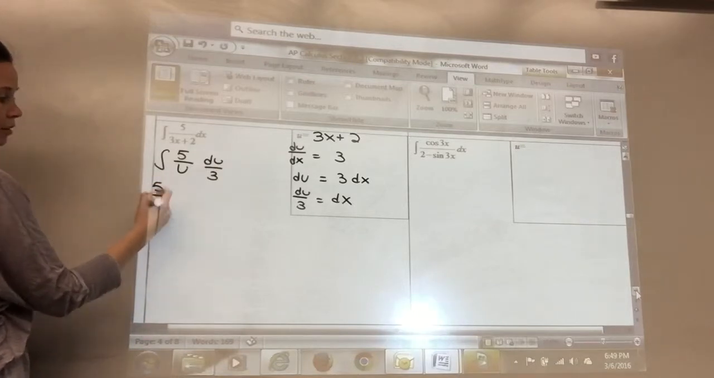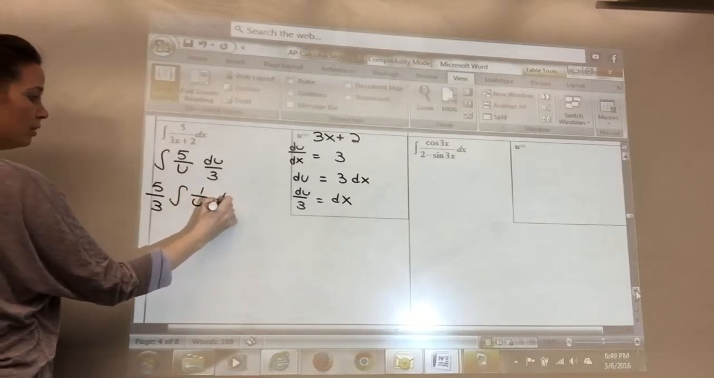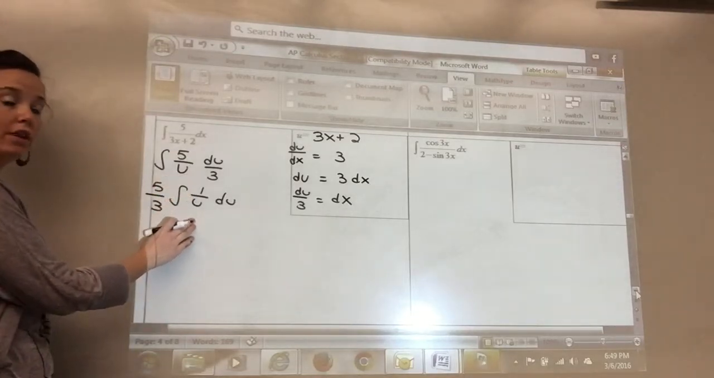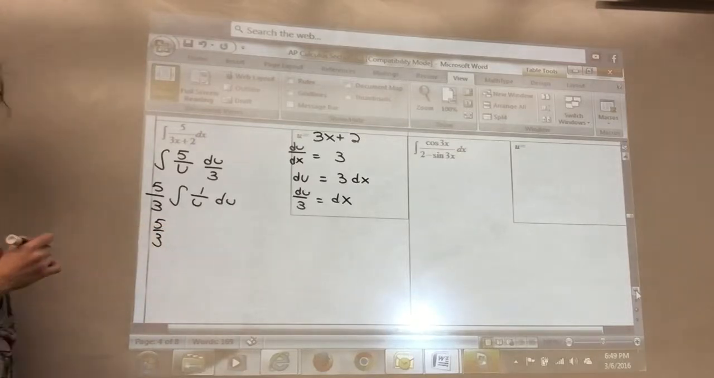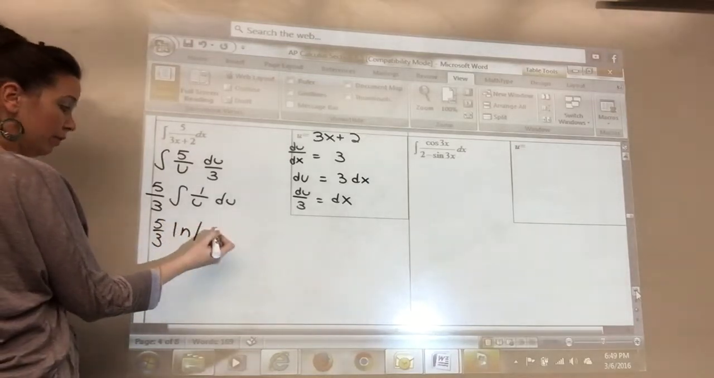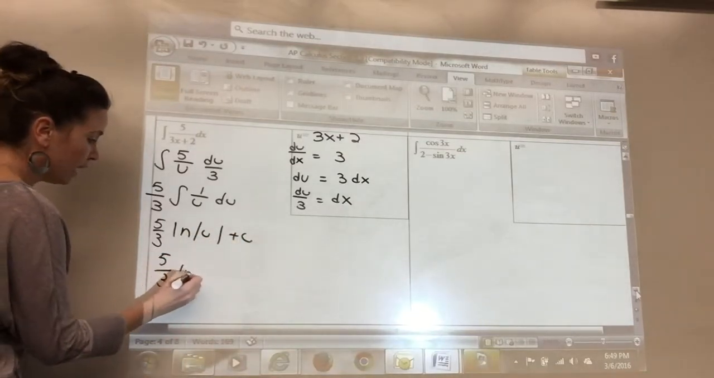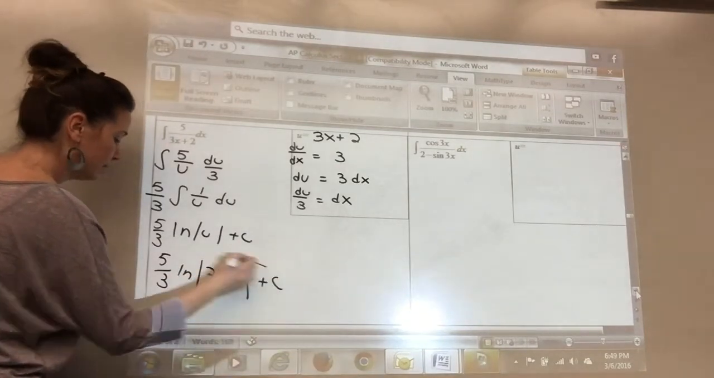I'm going to pull the 5/3 through, so I'm looking at the integral of 1 over u du. Okay, just check and make sure that makes sense. Once again, we have the integral of 1 over u, which is off of the neon sheet, so I'm going to bring my 5/3 down. And then what is the integral of 1 over u? So that would be the natural log of the absolute value of u, and then our plus c. So final answer, 5/3 natural log of 3x plus 2 plus c.